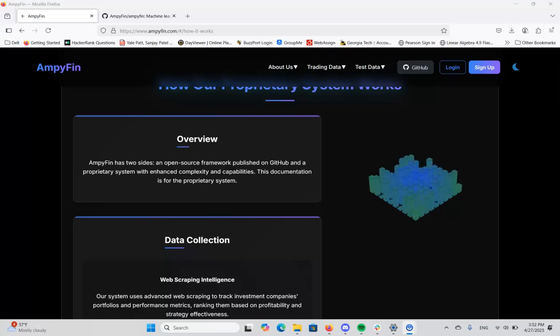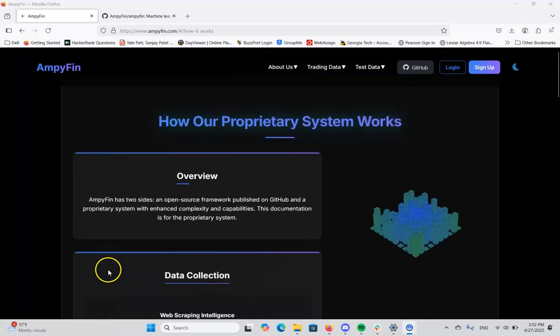Hello everybody, my name is Jan and today we'll be discussing a little bit more about the proprietary system. So Amphifin has two sides. We have the open source framework that is live on GitHub and a proprietary system with a little bit more features involved.